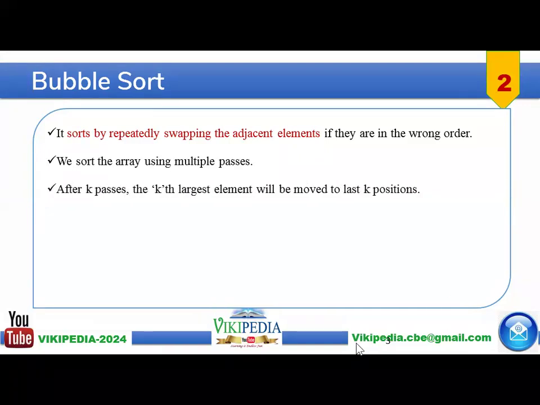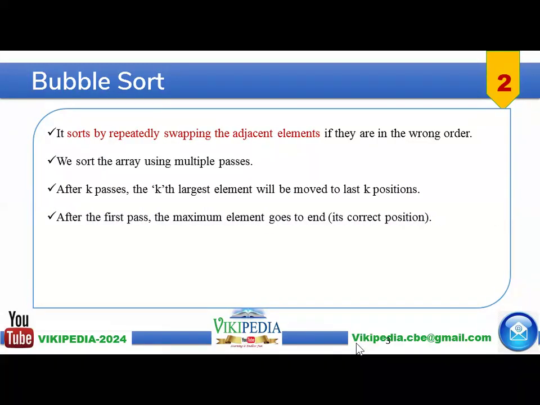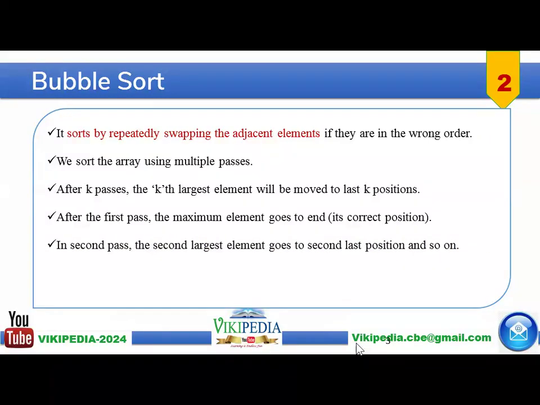After k passes, the kth largest element will be moved to the kth largest position. Consider the first pass: the max element will always be bubbled up, moved towards the right end, that is, towards its correct position. Similarly, in the second pass, we find the second largest element and move it to the second last position, and so on. In every pass, we process only those data that are yet to be sorted.